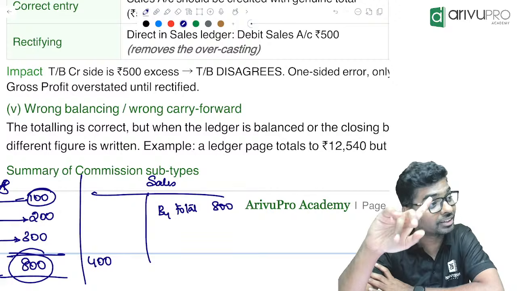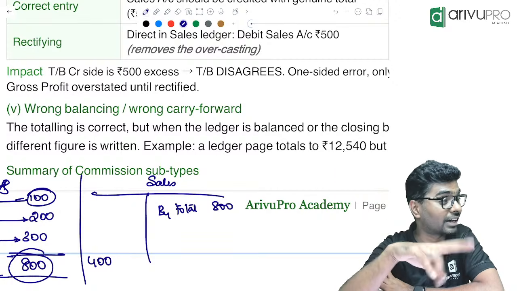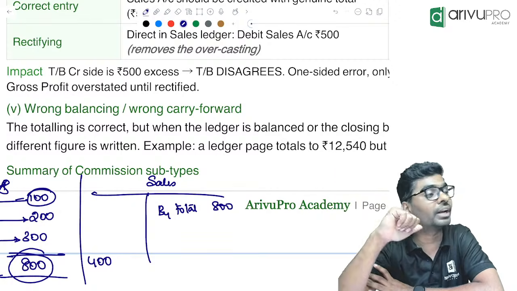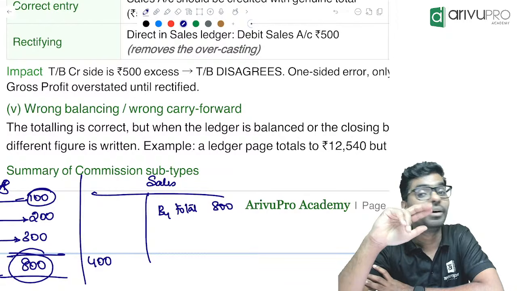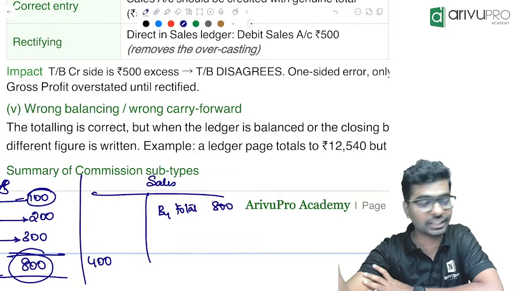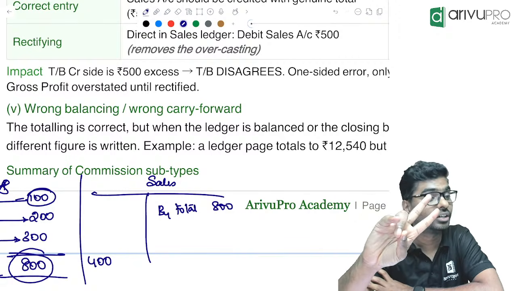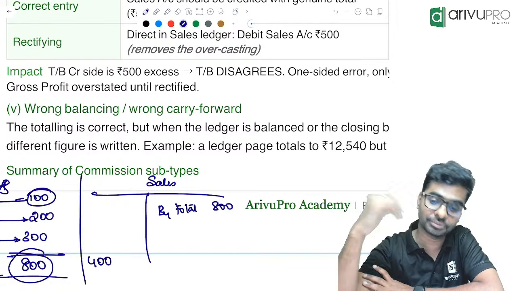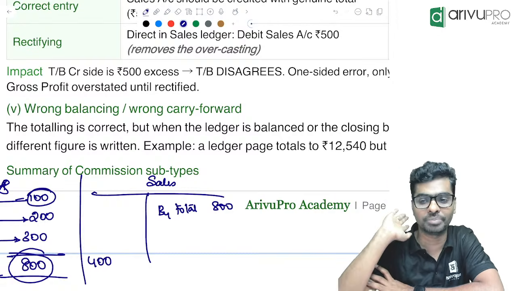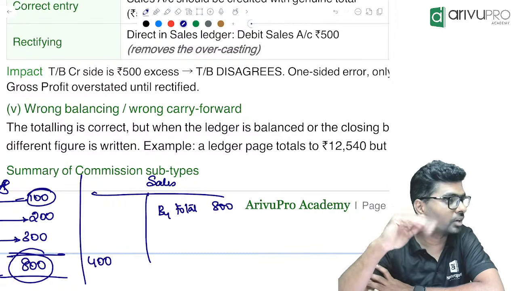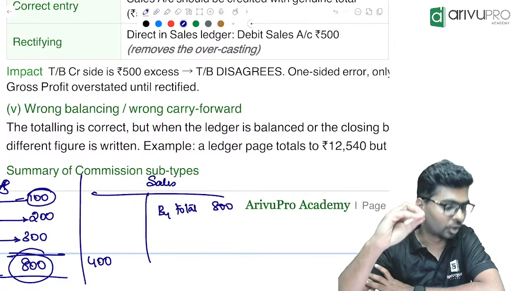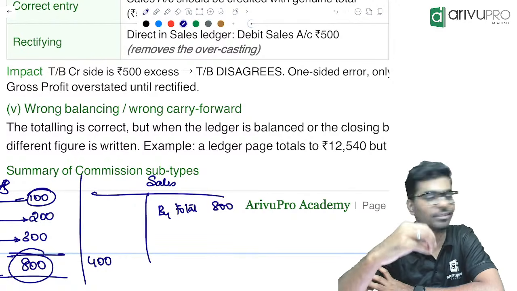You remember one thing we did? In a ledger account, debit have been credited, credit have been debited. How did we rectify it? If something is debit and you have credited it, you will reverse it by twice the amount. The same logic we are going to apply. Are you clear? Okay. Take your 5-minute break.